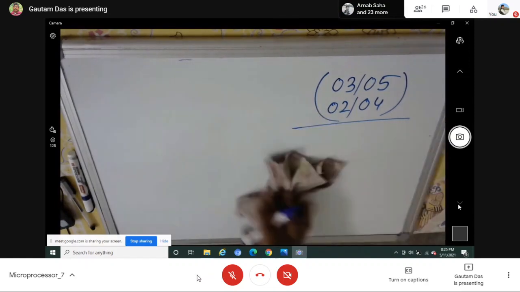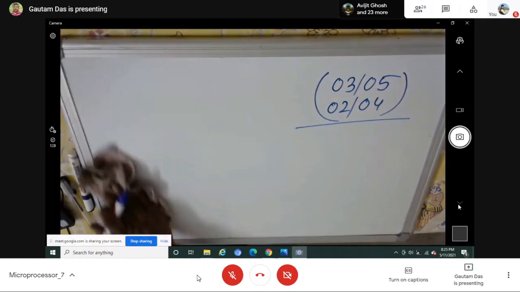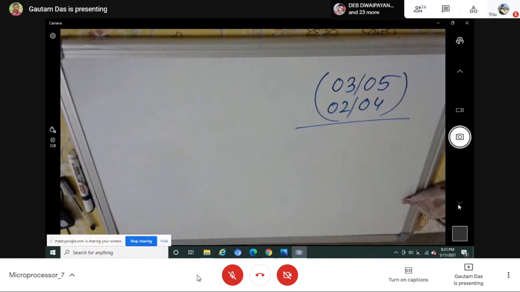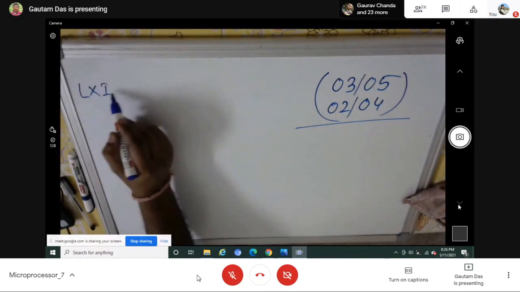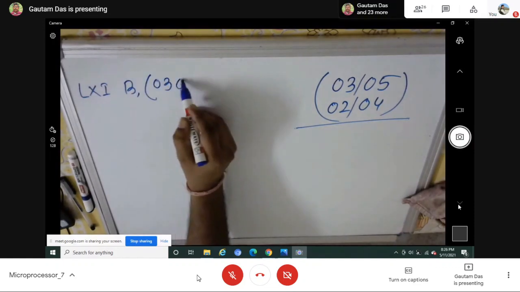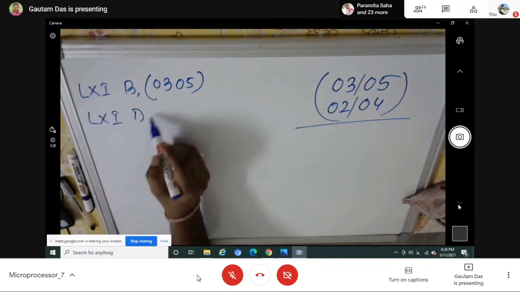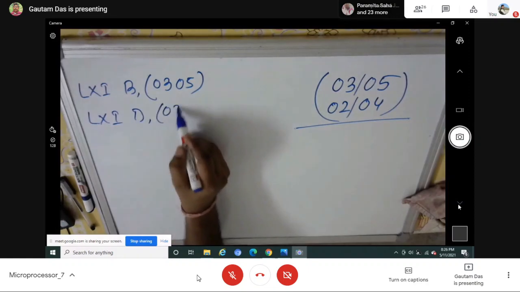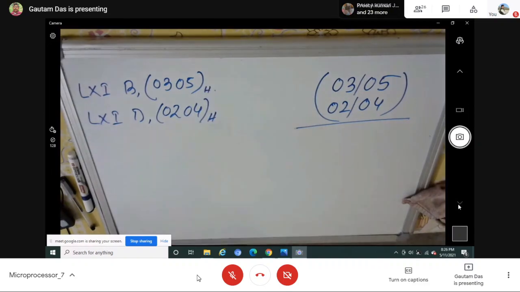So now we'll try to write a program to add two 16-bit data. Using whatever instructions are available to us, we will write the program to add the two 16-bit data. For that, suppose I first store the two data in two register pairs. Using the instruction LXI B, suppose I have stored 0305, and using another instruction LXI D, I am storing another data, 0204, in the DE register pair.